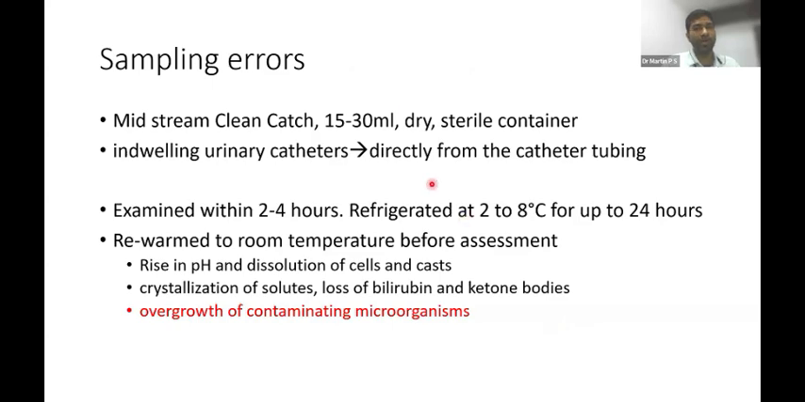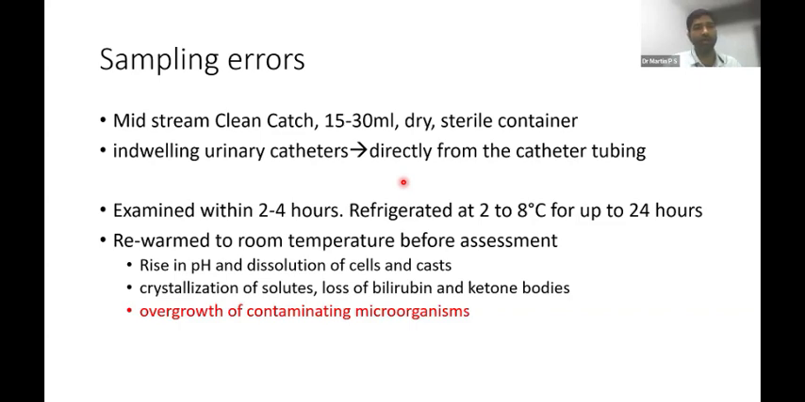And if there is an indwelling catheter, the sample has to be taken directly from the catheter tubing. And the main thing is, urine is a very unstable fluid, and the composition changes as soon as it is eliminated from the body. So it should be examined fast, in 2 to 4 hours. We never know when a lab loaded with a lot of samples will examine a urine sample. We have to try to make sure. In case there is some delay, there are guidelines saying that you can refrigerate it at 2 to 8 degrees Celsius for up to 24 hours.